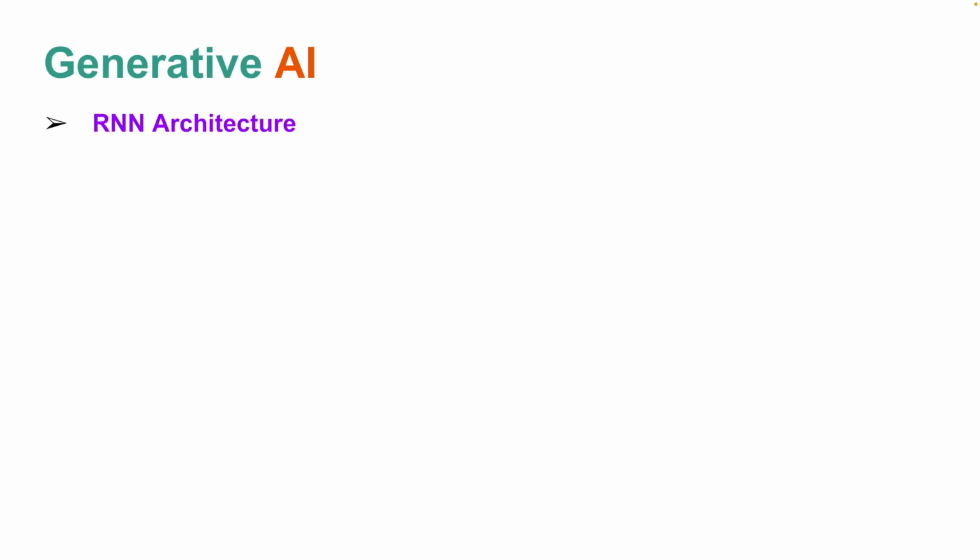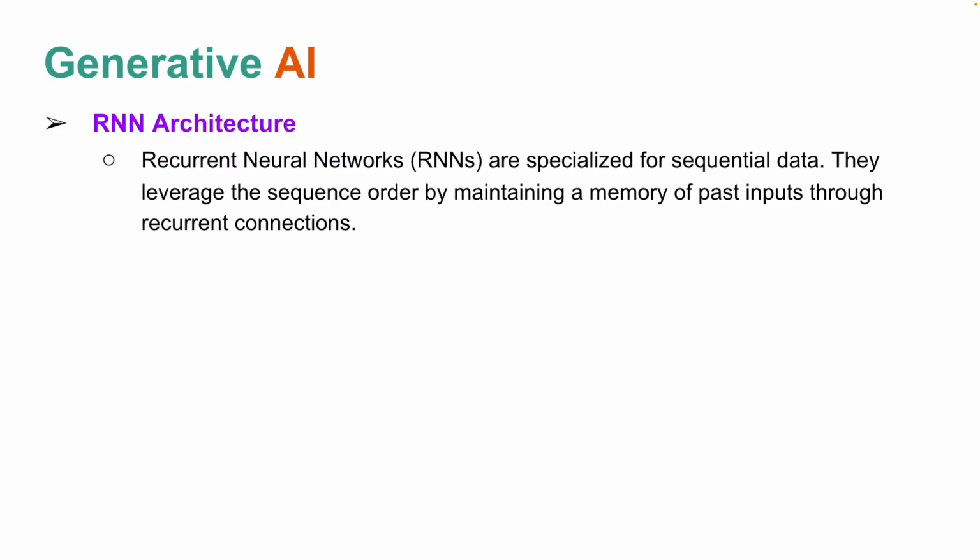Now, let's try to understand the architecture of the RNN, the recurrent neural network. What is the basic, high-level architecture of the RNN? We will discuss the RNN and other things in quite some detail in the upcoming lectures, but this is just an introduction lecture, so we are going through the basic concepts. What is the RNN? Recurrent neural networks are specialized for sequential data. Whenever you want to apply AI to sequential data, you can think about the RNN.